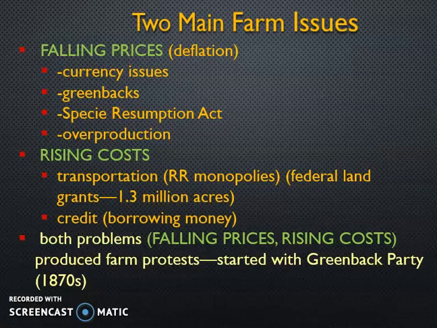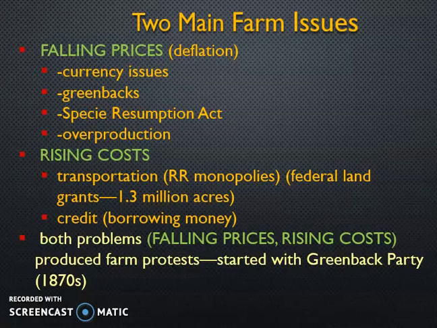The greenbackers keep it in circulation, but the Specie Resumption Act is going to recall all those greenbacks and destroy them and then create money that's backed by gold or silver. So this is only a short-lived party, although it did have a candidate for president. The second thing that was causing falling prices is overproduction. American farmers were producing way too much. They didn't have the markets to sell those things to, so that also caused problems.